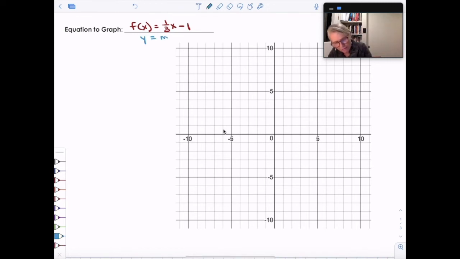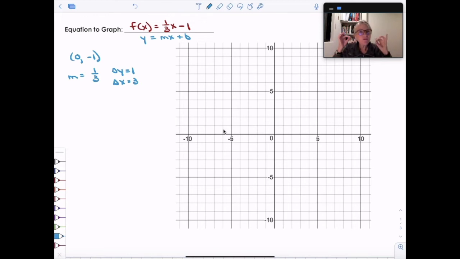y equals mx plus b. Nothing new here, right? Our y-intercept is 0, -1, and our slope is 1/3. Again, that tells us change in y is 1, change in x is 3. So on the graph, let's just go right to the graph. I'm going to start by plotting my anchor point, which was my y-intercept. I just call it an anchor point because it's where I'm starting.